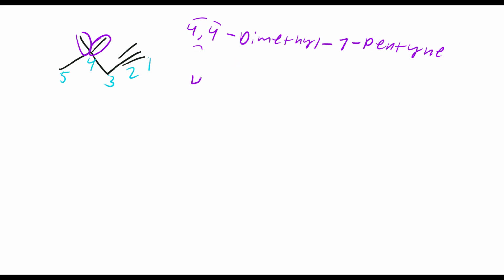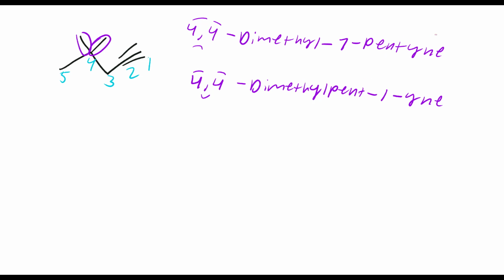We can also have a 4, 4 dimethyl. I just think it's really cute. I actually like it a lot. I'll start doing that more often. Dimethyl pent, and then we shift the 1, Y-N-E. So that is a 4,4 dimethyl pent 1-yne.